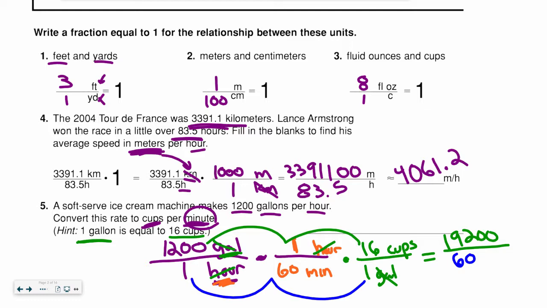And 1 times 60 times 1 is just 60. So then that's cups in hours. Now I just divide that and I get 320 cups per hour. And that's how I do unit rates. I'm just canceling out the units by multiplying by more fractions.